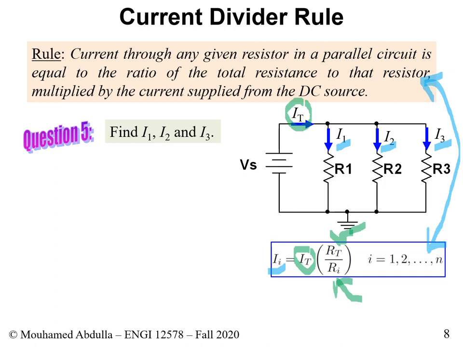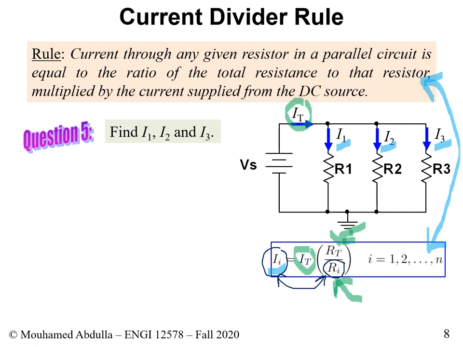In the numerator, you will have the total resistance. And in the denominator, you have the specific value for the resistance related to this. If you're looking for, I don't know, I1, in the bottom, you will put R1. If you're looking for I2, in the bottom, you will put R2. If you're looking for I3, in the bottom, you put R3.